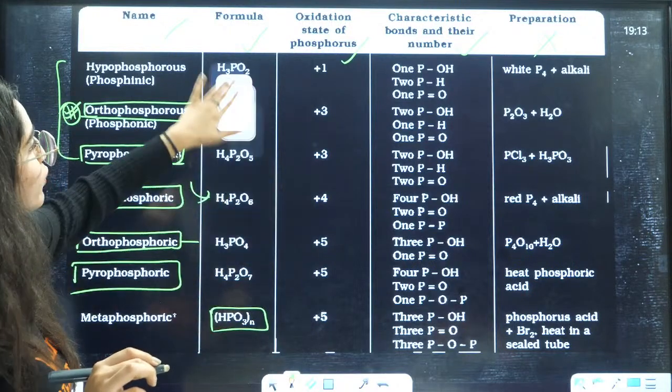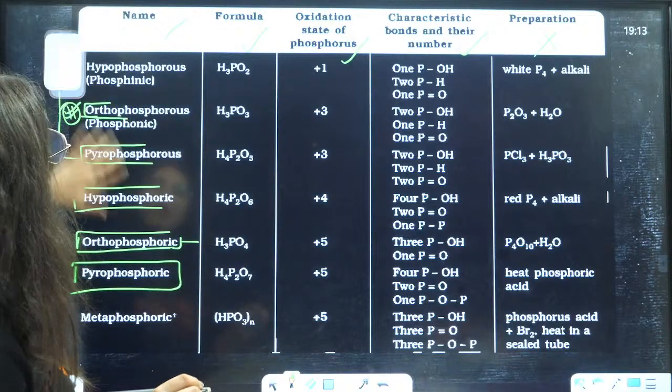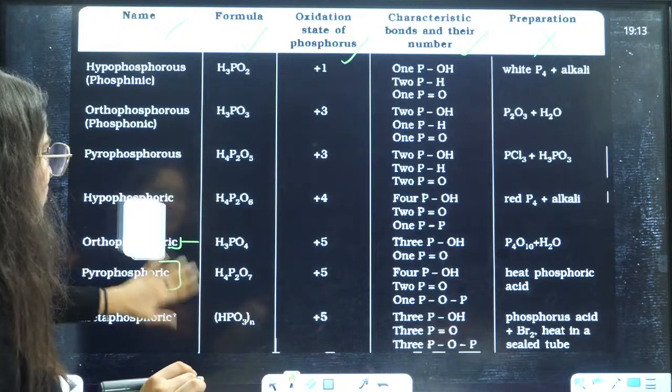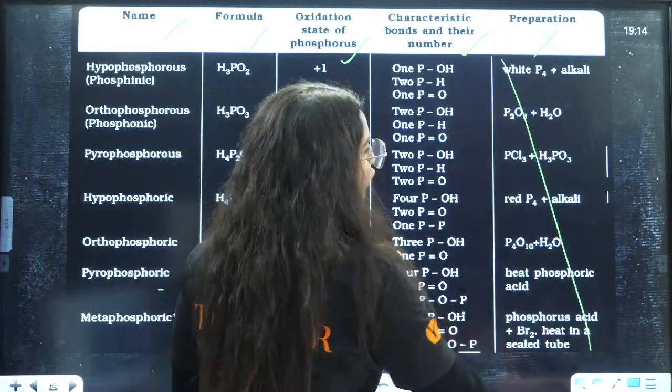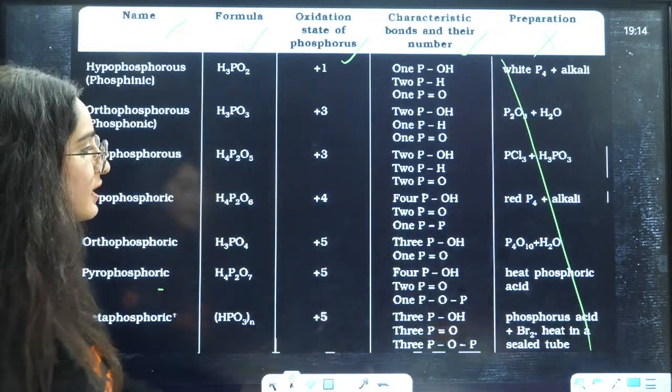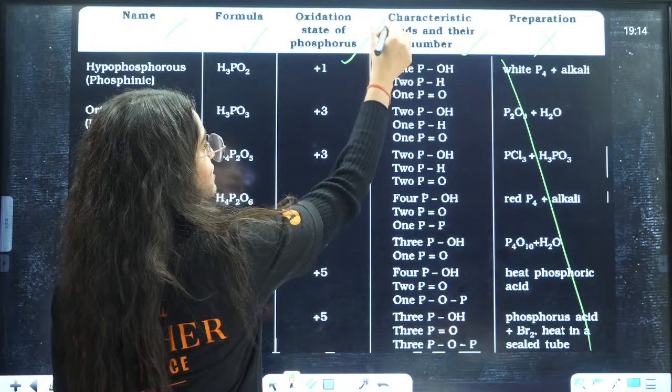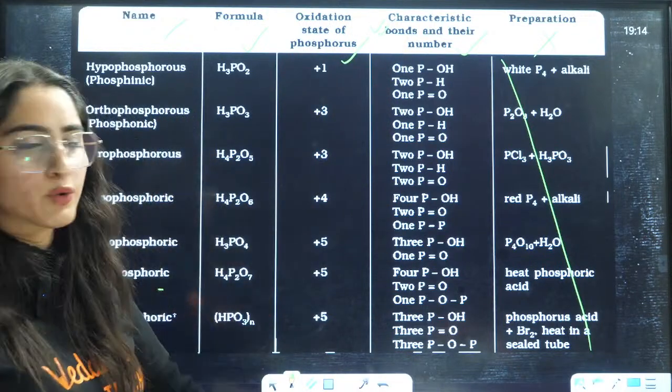So this is how you can remember all these oxoacids. They will definitely not ask you preparation, but what they can ask you is the characteristic bond. Oxidation state you can already form.